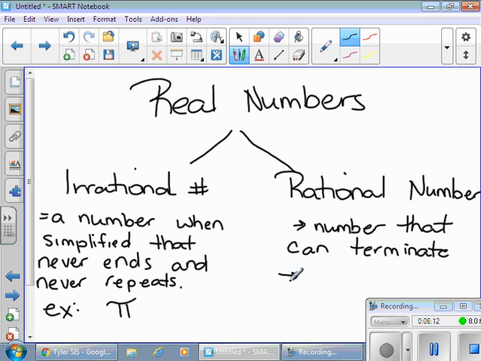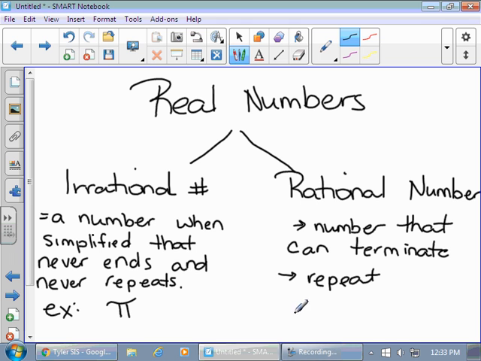Which means it's going to end. Okay? It can repeat. Where? Over here? No, it's the pi symbol. It can repeat like 0.3333. Okay, that's what I mean when I say repeat. Or it can be a decimal that ends.